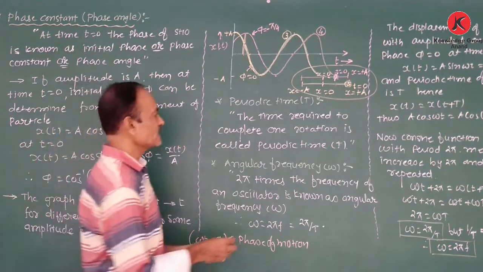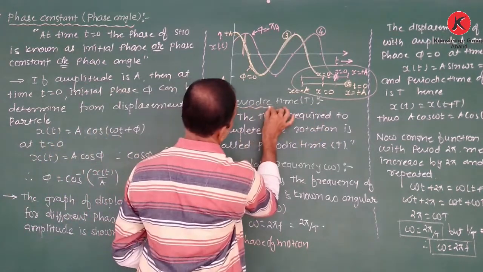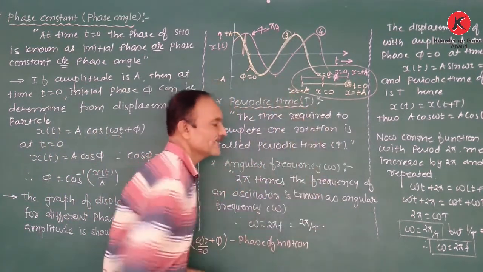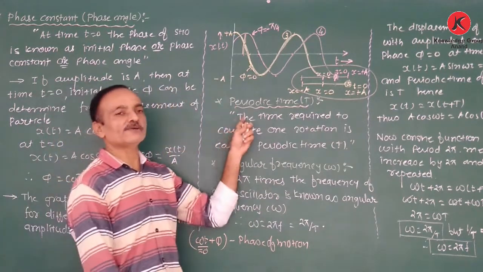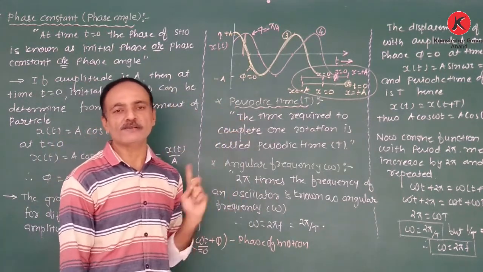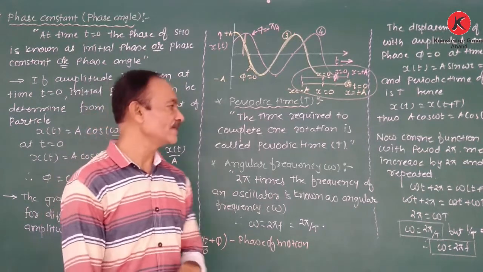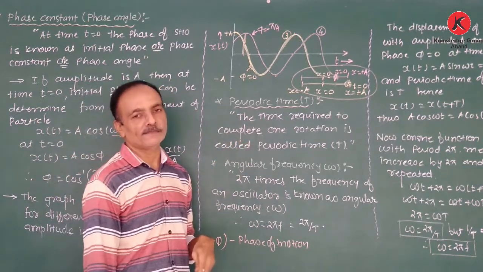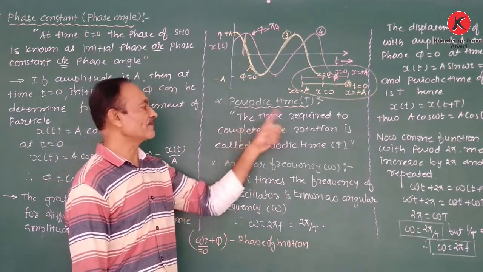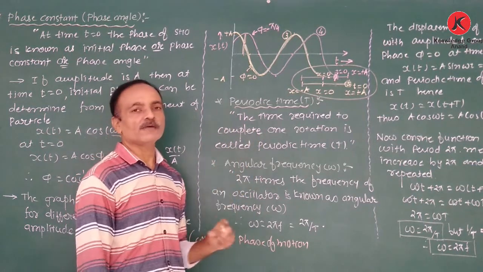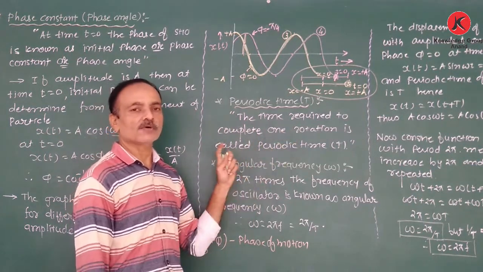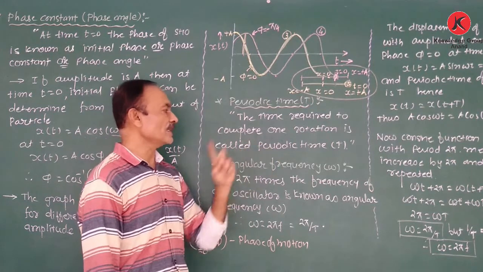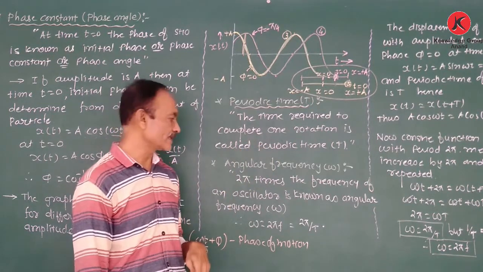Okay. Now next is the periodic time. Already we discussed the periodic time. The time required to complete one rotation, one revolution or one oscillation is known as the periodic time T. Again, the time required to complete one oscillation, one rotation or one revolution is known as the periodic time capital T.